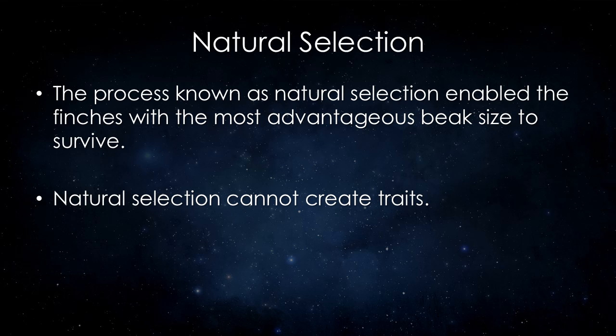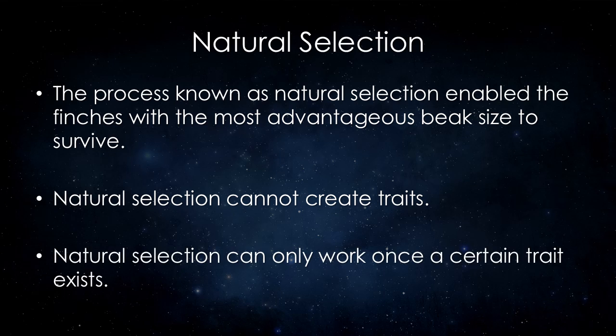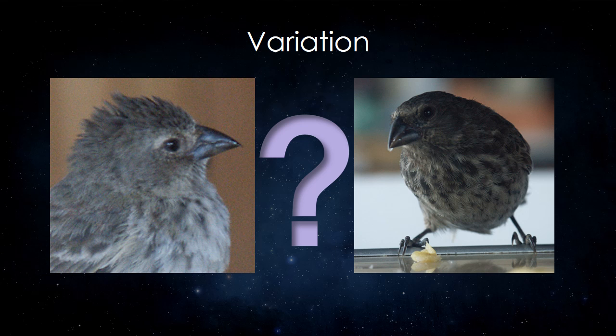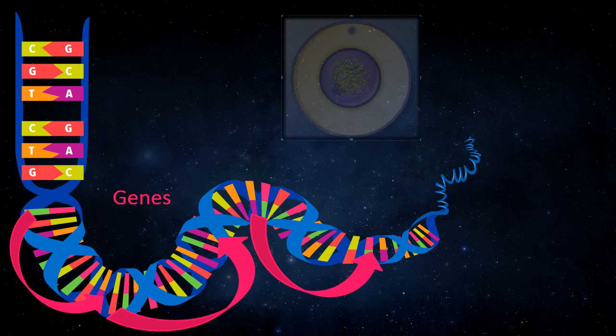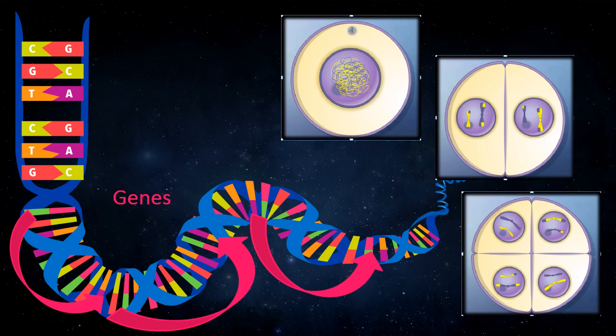But it's important to understand that natural selection cannot create beneficial traits. It can only work once a certain trait exists in the population. So where did the variation come from in the first place? In Darwin's day, scientists could only guess where variation came from. But today we know a lot about how traits are passed genetically from one generation to the next.